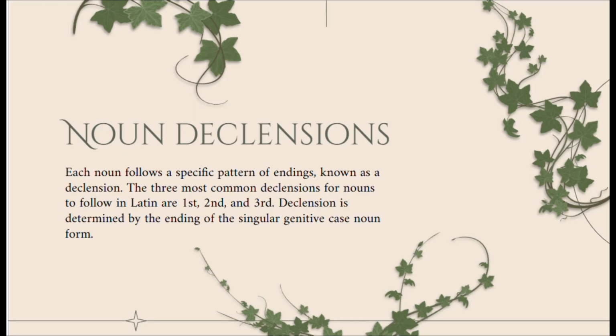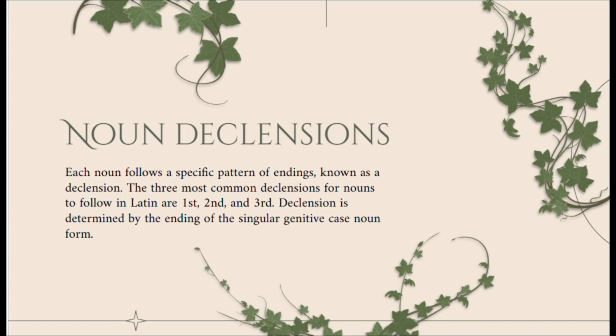Instead, every noun follows a specific pattern of endings, known as a declension. The three most common declensions for nouns to follow in Latin are first, second, and third. Declension is determined by the ending of the genitive singular case noun form, which I will explain later. You might be thinking, wait, what is going on with declension? Think of it this way. Every noun will be given to you in your vocabulary, and its endings will clue you into whether it's first, second, or third declension. And that will determine the pattern of endings as follows.